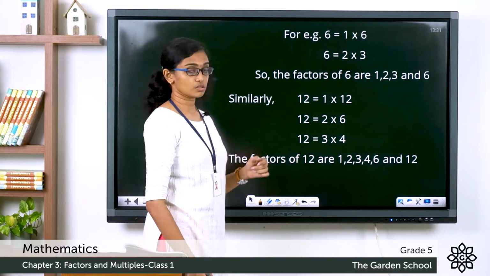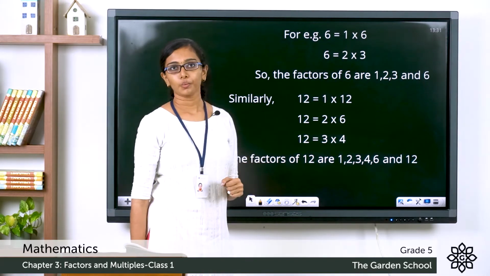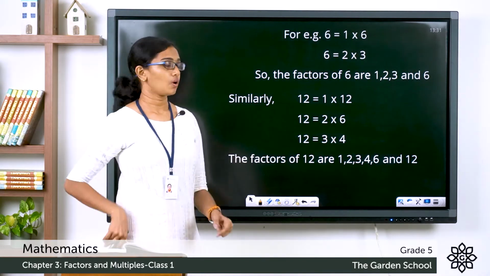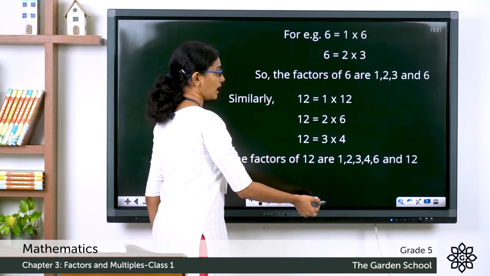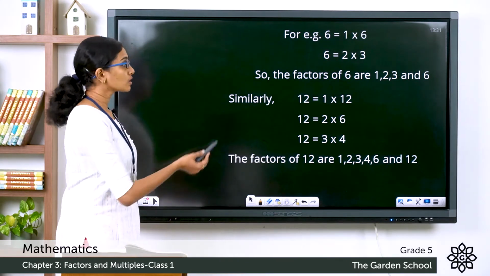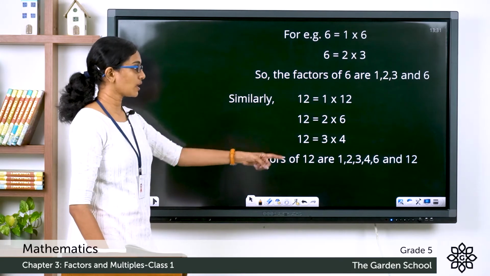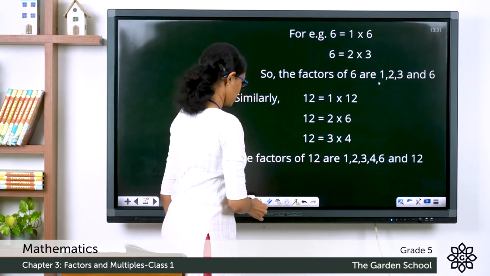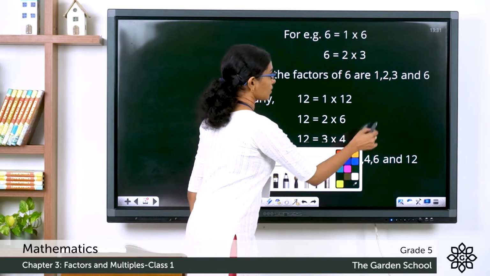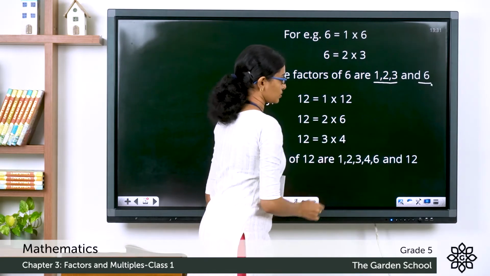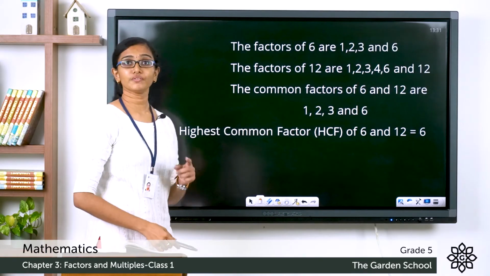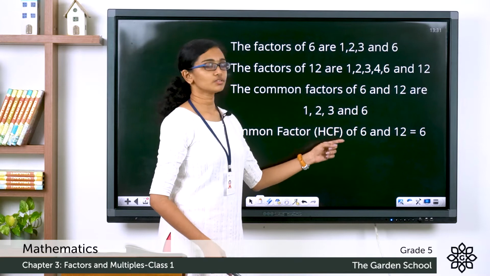Similarly, here we have the factors of 12. 12 can be 1 into 12, 12 can be 2 into 6 or 12 can be 3 into 4. So we say the factors of 12 are 1, 2, 3, 4, 6 and 12. Now, do you see some common factors for 6 and 12? See, this 1, 2, 3 and 6 are common to both these numbers, right? So, we say the common factors of 6 and 12 are 1, 2, 3 and 6.